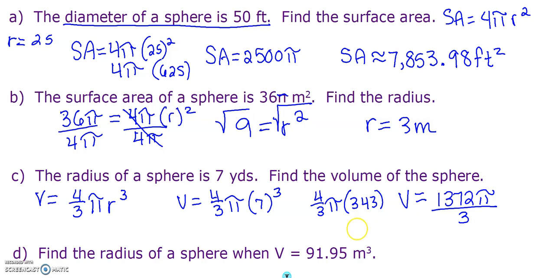If not, then I'm going to go ahead and get my approximate volume by just taking that amount and multiplying it by pi. We'll get approximately 1,436.76, rounded to the nearest hundredth, and this would be yards cubed.